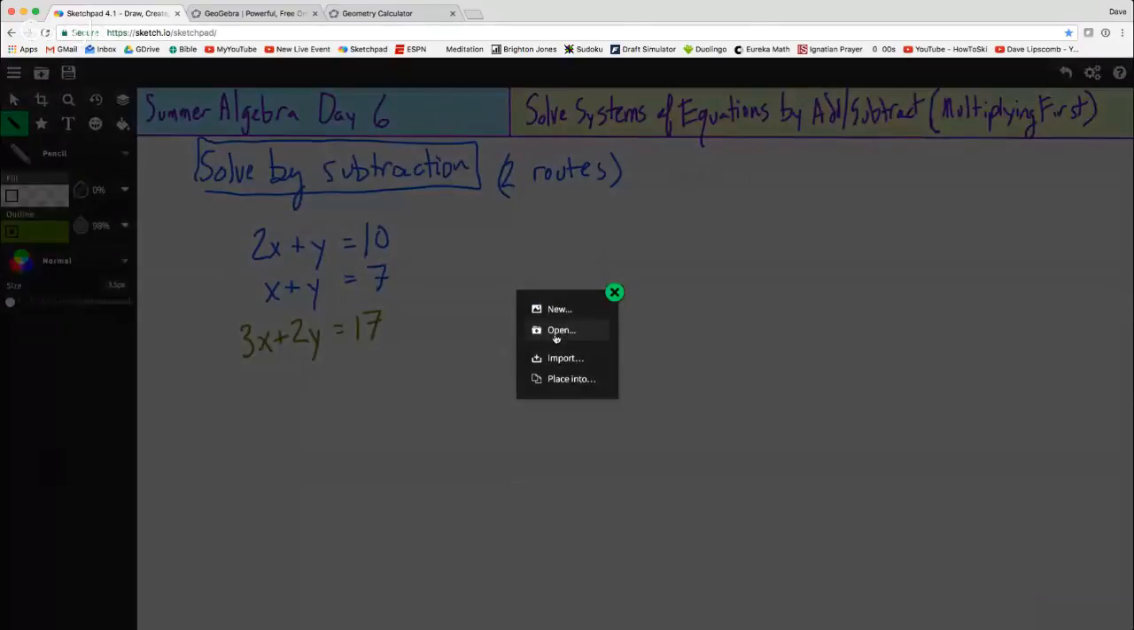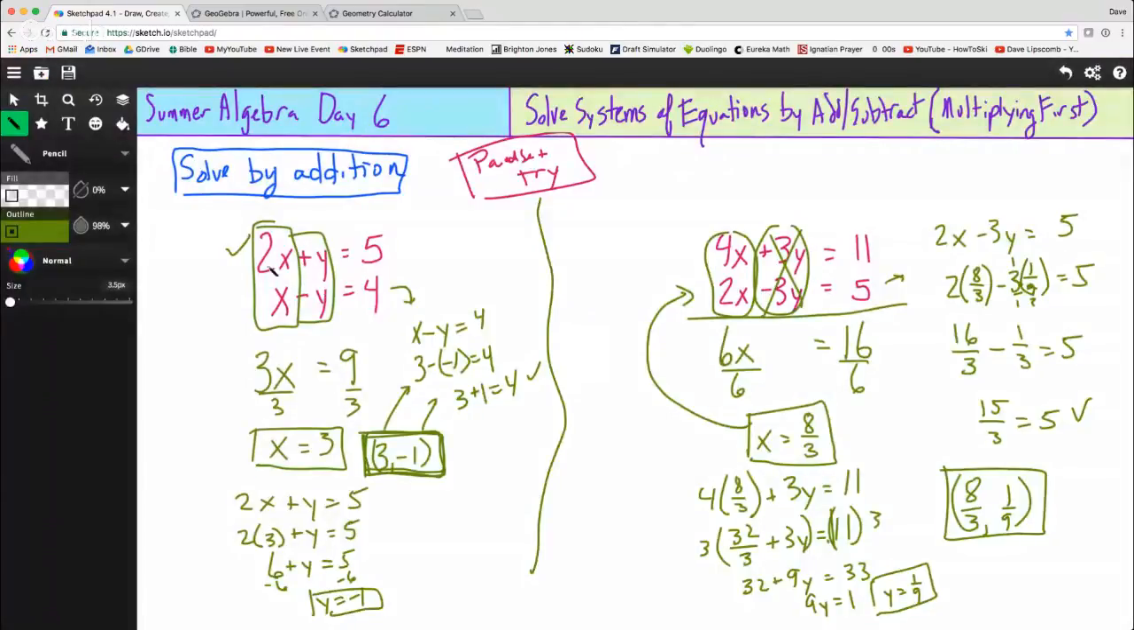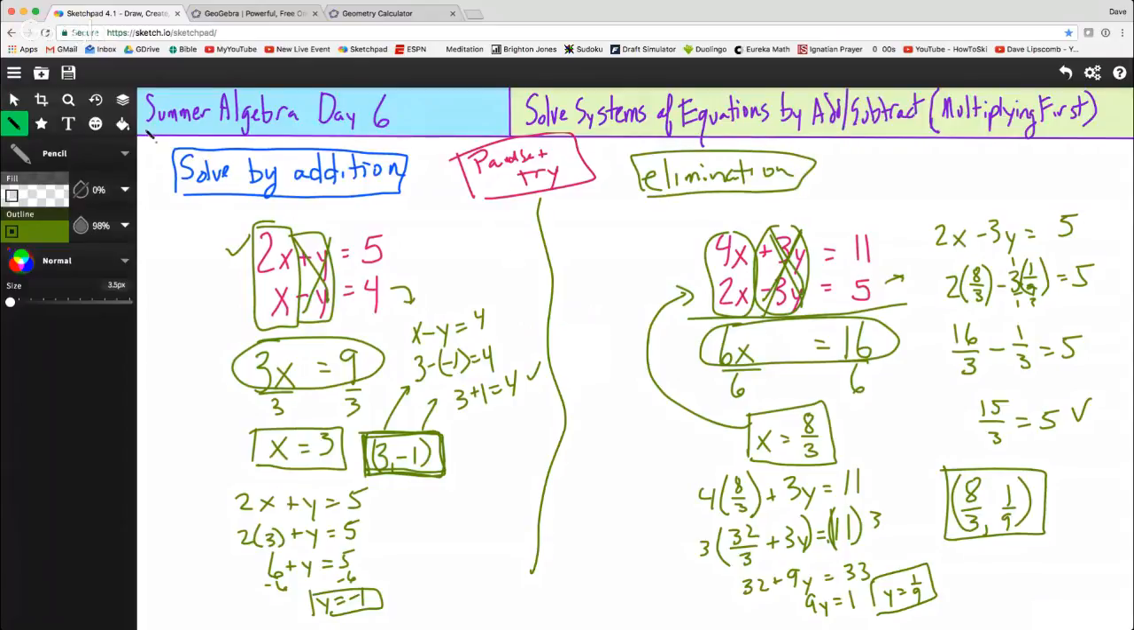Let's go back for a second. And the whole idea here, when we added these down, we got rid of our y's. When we added down over here, we got rid of our y's. You could have gotten rid of x's, but you made a simpler equation in both cases where you didn't have one of your variables, and then you could solve. So the idea of adding down is also called elimination.